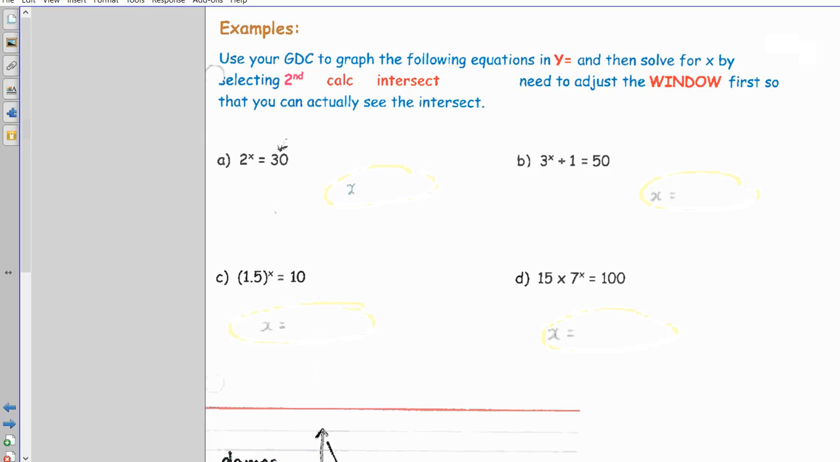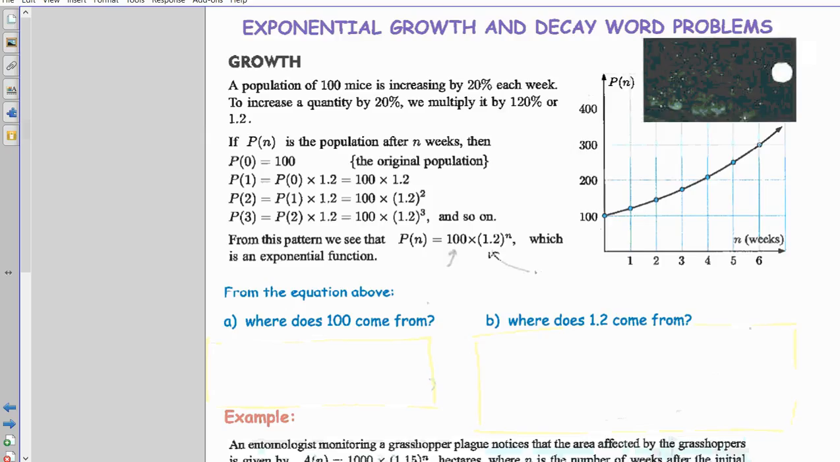Let's do this page. So here's your GDC. Sorry, just 1 second.